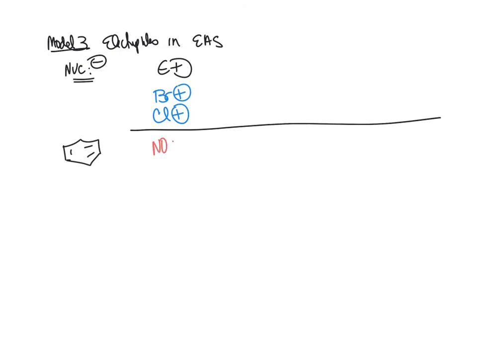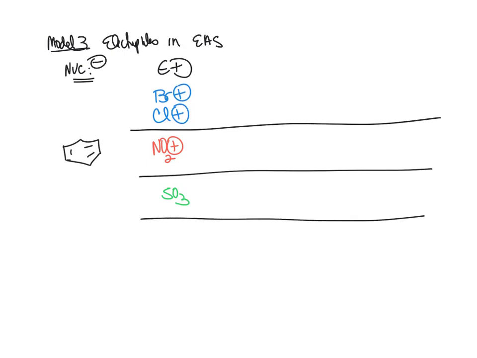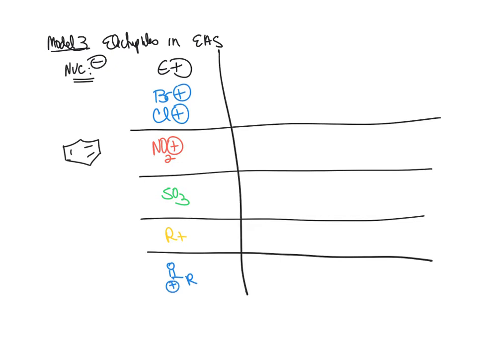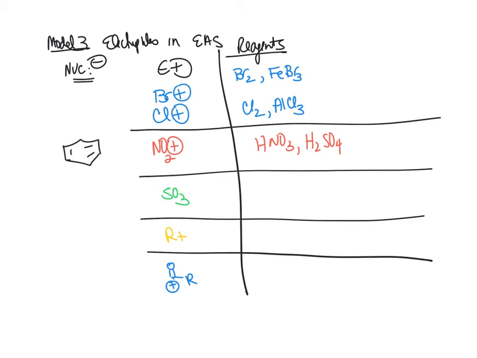This one you have NO2+. This one is SO3. This one is an R+, which is your carbon cation. And then this one is an acylium ion. And then what's really nice here is the reagents are listed to generate these. So this one, you could even put bromine with iron 3 bromide, or you could use chlorine, aluminum trichloride. With the nitro group, you need nitric acid and sulfuric acid. With the sulfur trioxide, you need about 7% sulfur trioxide and sulfuric acid.